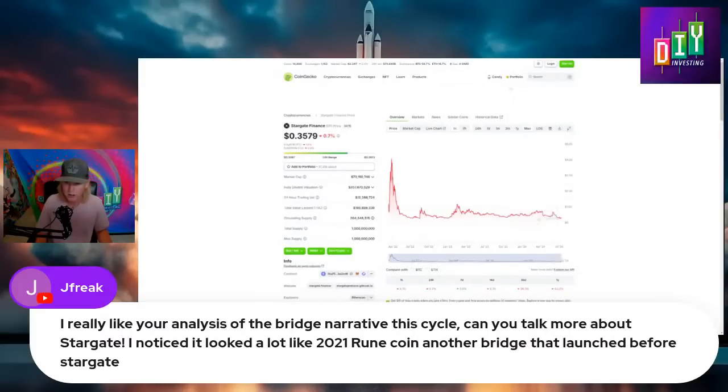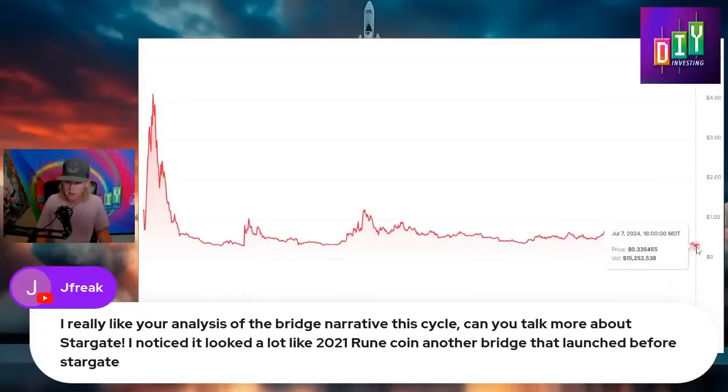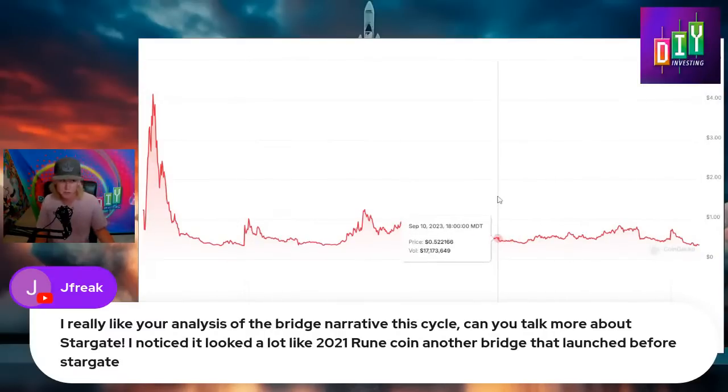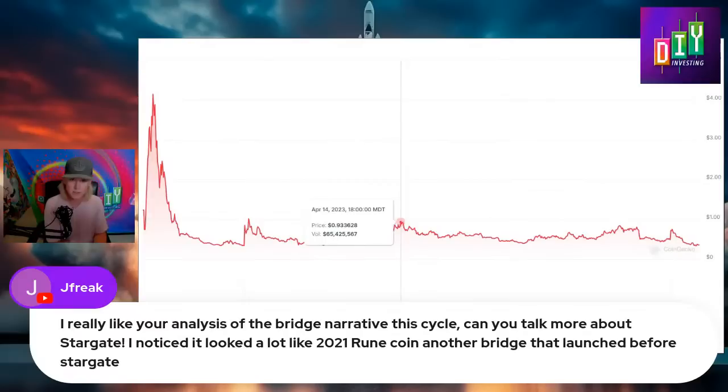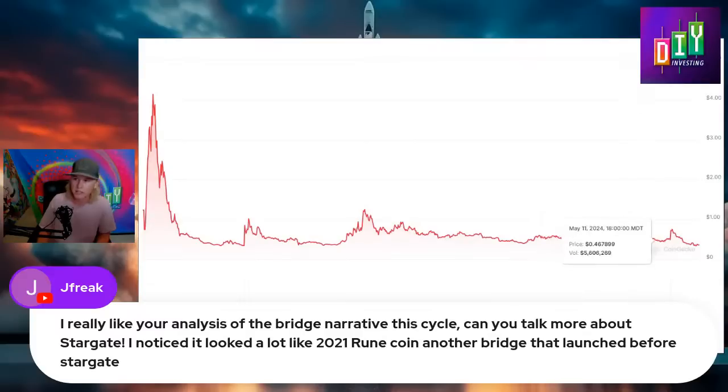So if we come over here, we can see that we're sitting all the way back down at these cycle lows. We have had lower price points. This was 35 cents, but we're pretty much right there at that same level. So this is probably the best buy out of all of the different token bridges we have. I think Stargate itself is going to benefit well, mainly because it's built on Layer Zero, which most of you probably don't even know what Layer Zero is.